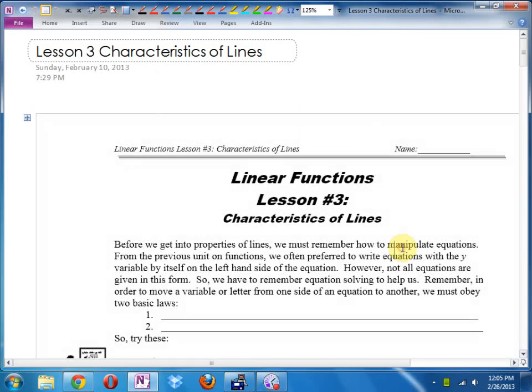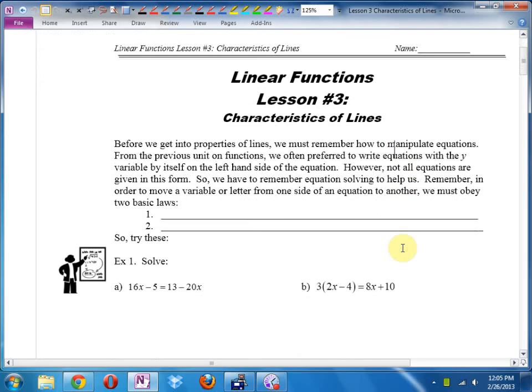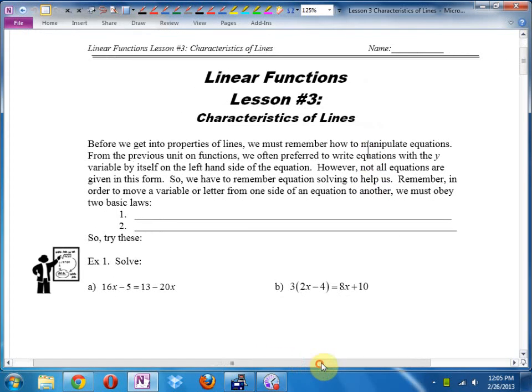So lesson 3, I wrote here, characteristics of lines. Before we start, Kenzie, we're going to learn a shortcut for how to graph a line just by glancing at it. But to do that, you have to rearrange the equation so it looks a certain way. So to do that, Katie, we're going to do a quick review of some basic equation solving rules.